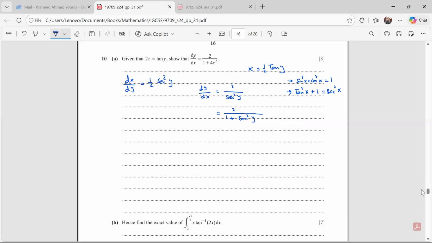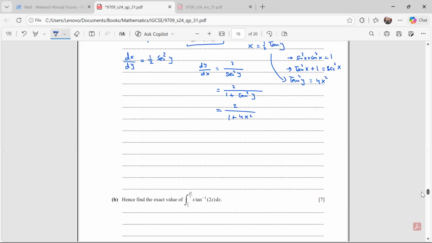If you remember the given expression, tangent square y, if I square both sides, is 4x squared. So let's substitute this here. This becomes 2 over 1 plus 4x squared. So this is what we need to show, that dy by dx is equal to 2 over 1 plus 4x squared. This part was easy.